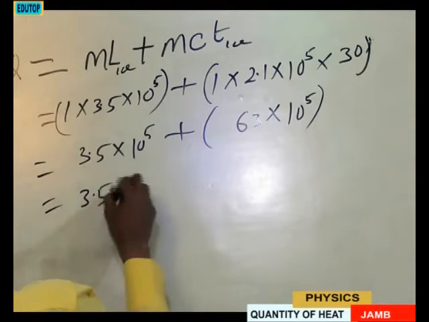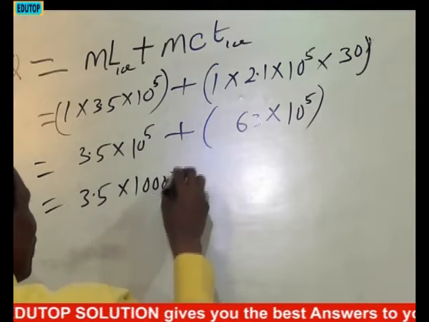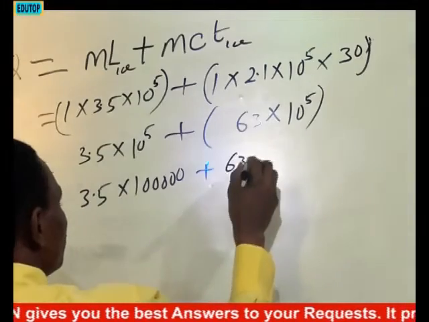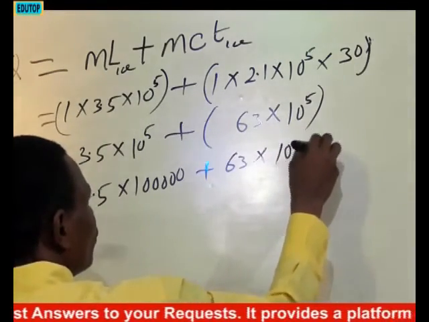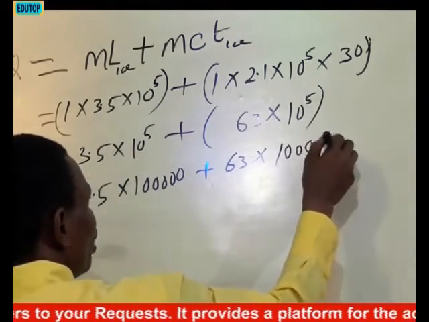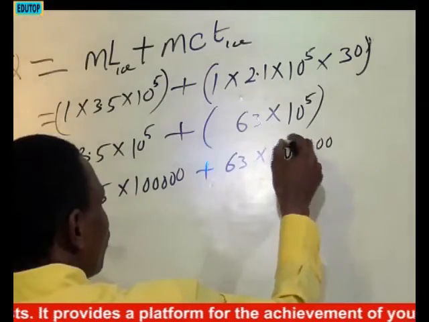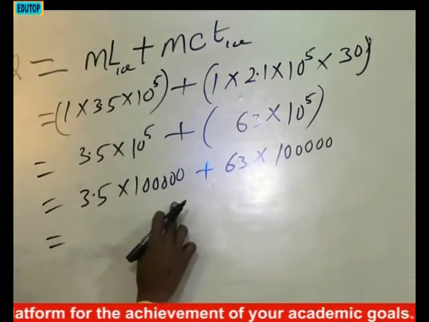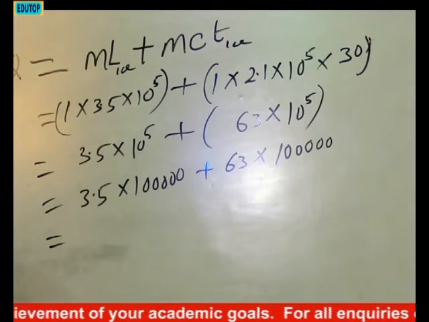Let's say 3.5 times 10 to the power 5, plus 63 times 10 to the power 5. Or if we try to take it back to normal, that's what we are having. Which is equal to, so let's multiply this, plus let's multiply this, and we are adding it together.